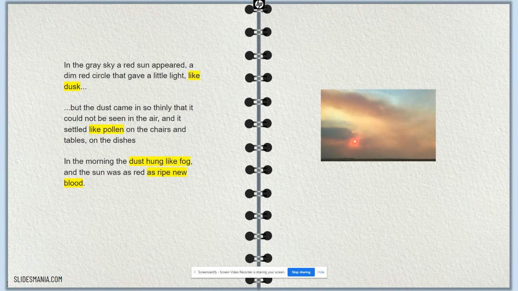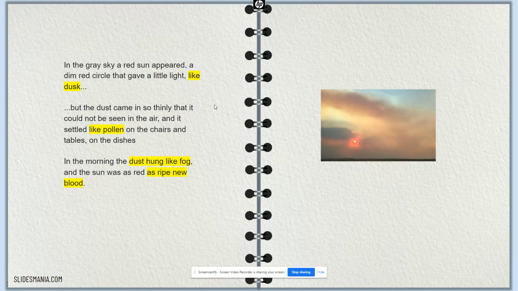In the gray sky, a red sun appeared, a dim red circle that gave a little light like dusk. But the dust came in so thinly that it could not be seen in the air, and it settled like pollen on the chairs and tables, on the dishes. In the morning, the dust hung like fog, and the sun was as red as ripe new blood.